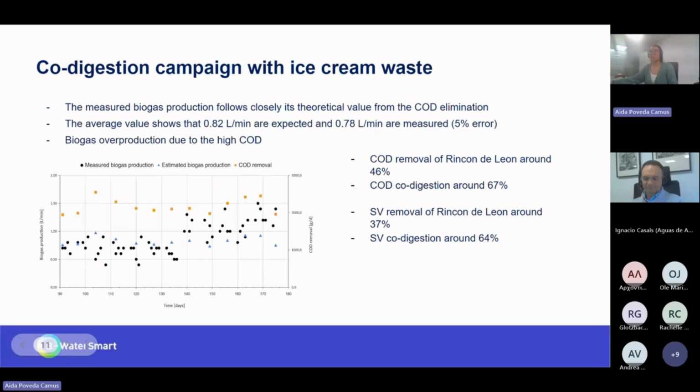Then we experimented a co-digestion campaign of sewage sludge with the two wastes from the ice cream factory, the ice cream waste and the sludge. We found an increase in biogas production from 0.49 to 0.78 liters per minute. Chemical oxygen demand removal was similar to theoretical estimates, and we observed an overproduction of biogas due to the high organic load of the waste.